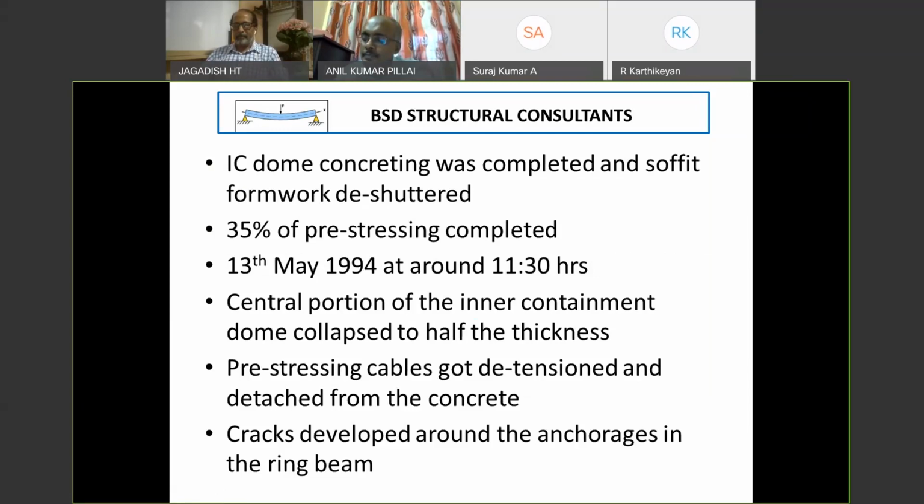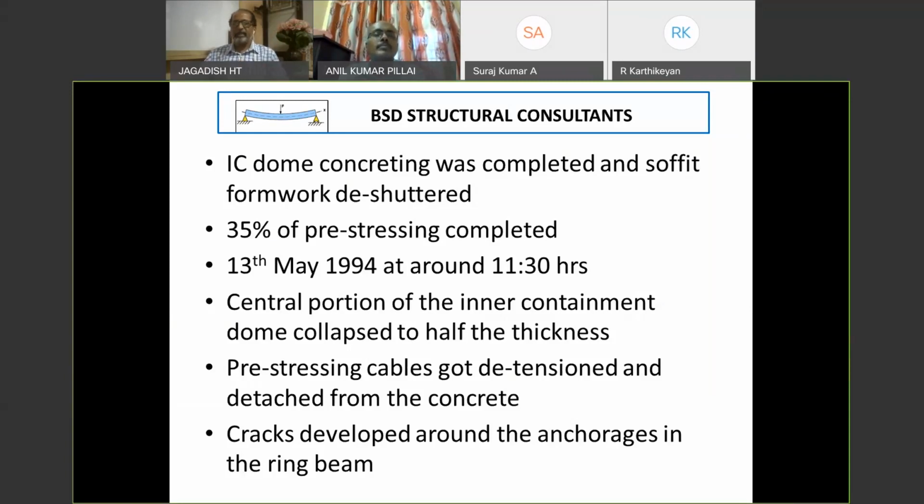The Unit 1 of Kaiga. Today we have 4 units, 1, 2, 3, 4. Unit 1 was the first unit, and we were always constructing 2 units at a time, a pair of units. So, Unit 1 IC dome concreting was completed. Soffit formwork was de-shuttered, we had already removed the formwork. Pre-stressing, 35% of cables were completed. It is not partial pre-stressing, it is 35% of the number of cables. Around 180 cables were there in the dome. Out of it, 35% of the cables were already stressed.